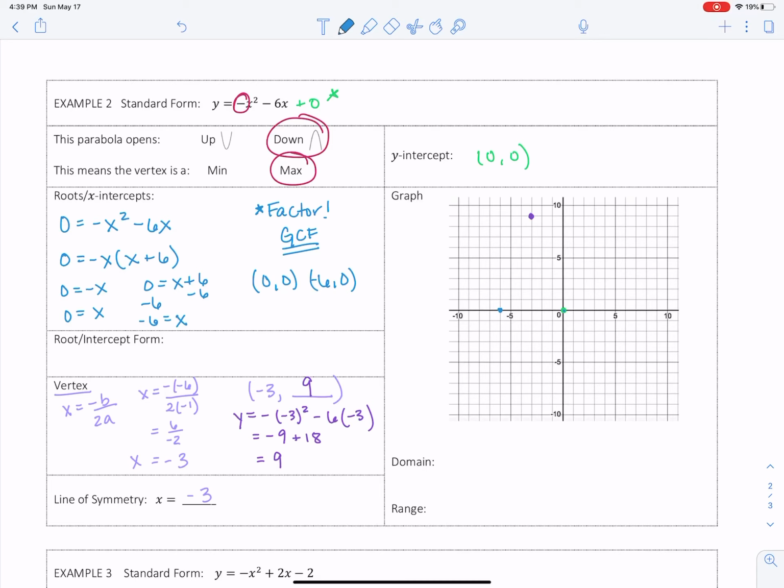So again, if you remember that kind of cheat with this, you get to take that factored form and plug it in with a y. So there's my root form.